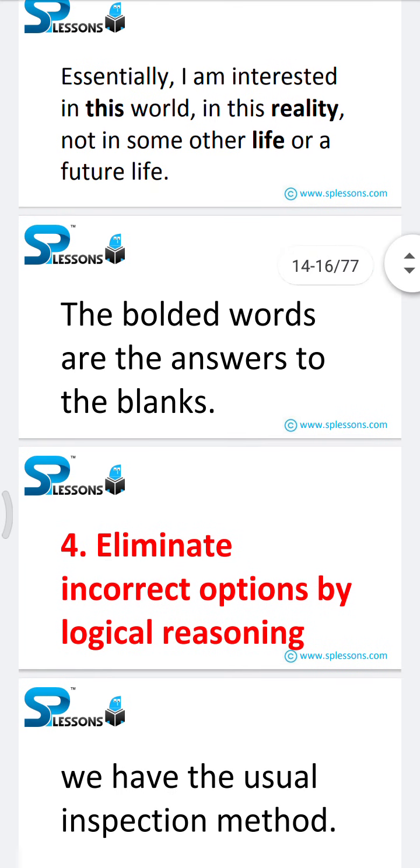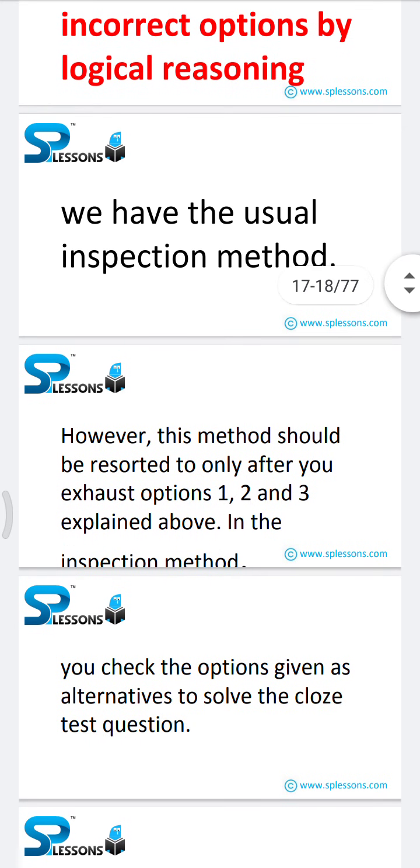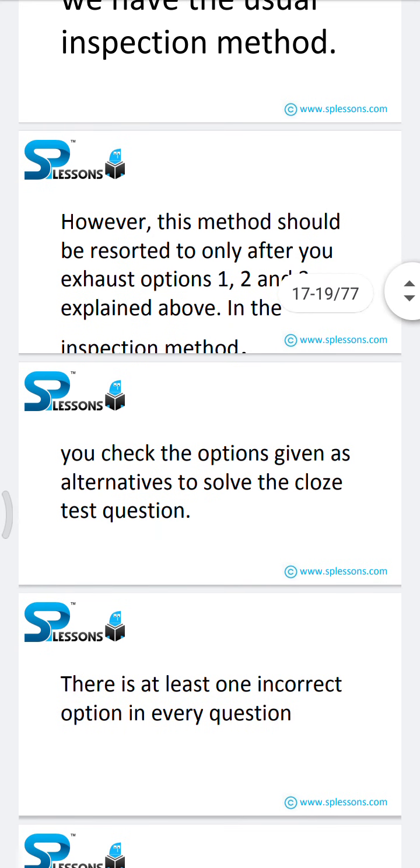And the fourth tip, eliminate incorrect options by logical reasoning. To solve cloze test questions, we have the usual inspection method. However, this method should be resorted to only after you exhaust options 1, 2, and 3 explained above. In this inspection method, you check the options given as alternatives to solve the cloze test question. There is at least one incorrect option in every question.